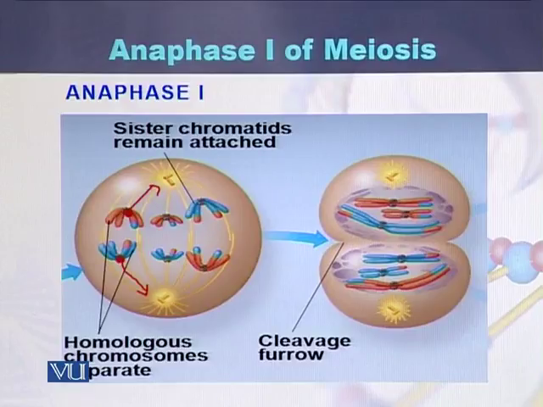This is the difference between anaphase of meiosis 1 and anaphase of mitosis. In mitosis, the sister chromatids split and separate from each other, and one chromatid moves towards one pole while the other chromatid moves to the other pole. But in anaphase of meiosis, the centromere does not split. Instead, a chromosome that contains two sister chromatids moves towards each pole.